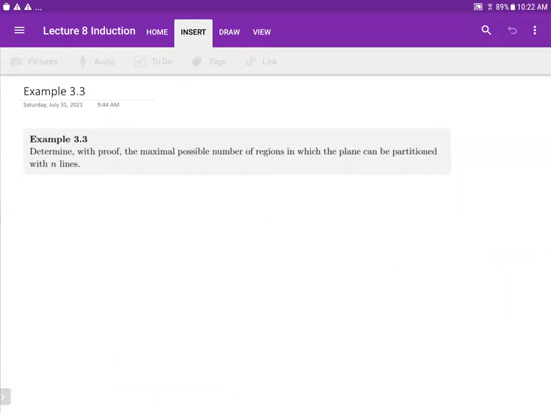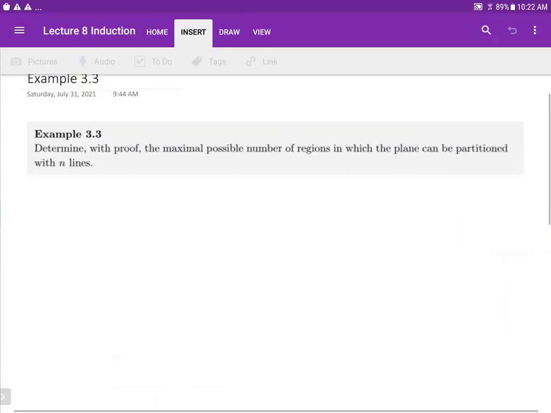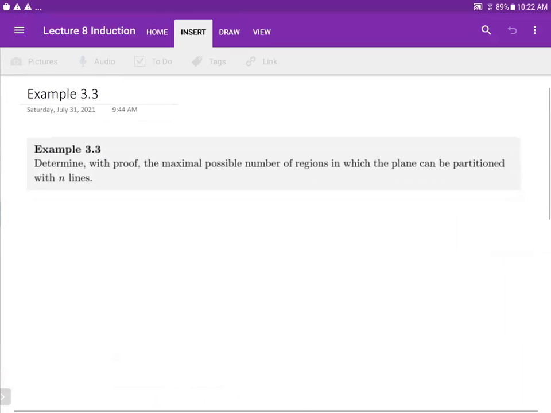Determine with proof the maximal possible number of regions in which the plane can be partitioned with n lines. Now, Atreya tackled this problem using recursion. And you'll notice a very key similarity between recursion and induction, because in recursion, you use the previous example and apply some manipulation, and the manipulation is always the same to get the next value. Induction is basically the same thing. You manipulate the previous expression to prove that the next expression is true, and so on and so forth.